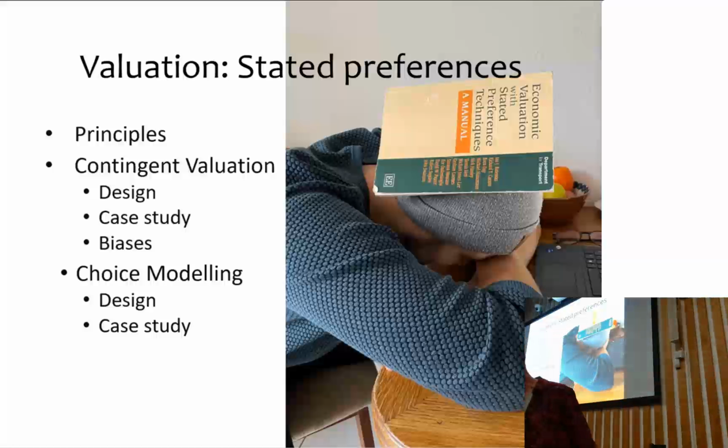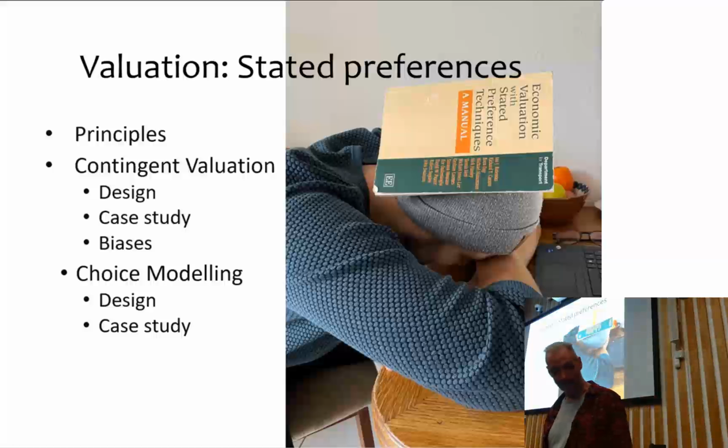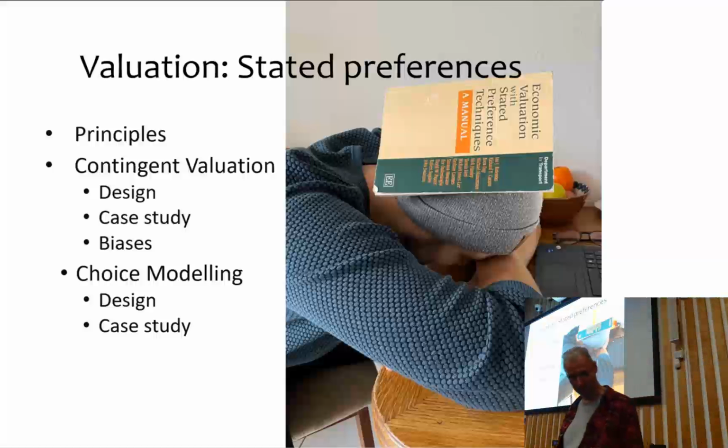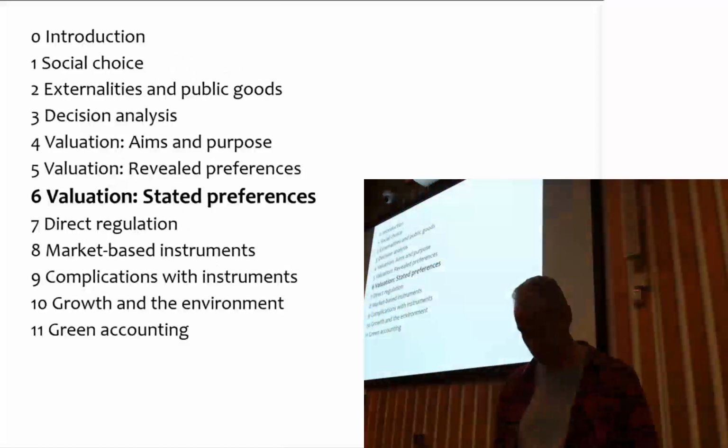Last week I talked about one of the groups of methods to put a price on something that is not traded on the market. And today I'm going to talk about the other group of methods around stated preferences. I'm going to talk at length about contingent valuation and a bit shorter about choice modeling, because a lot of the things carry over between the two. This is where we are.